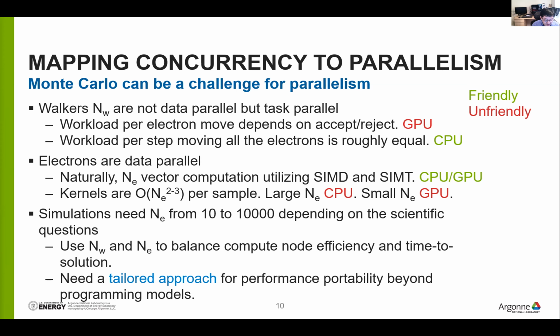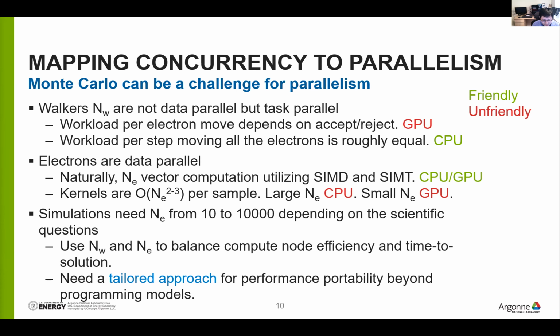Then the lower level, electron parallelism. As I mentioned, we are nowadays comfortably running hundreds to thousands of electrons. So you do calculations of orbitals or pair potentials. They're very well vectorized for both CPU SIMD and GPU SIMD architecture. So it's not a problem.